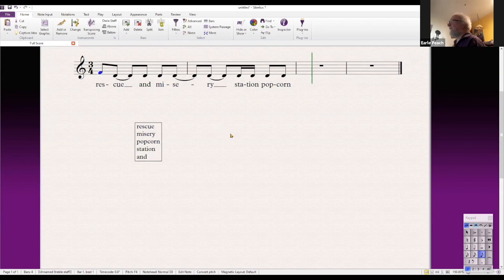So let's just try saying rescue and misery, station popcorn. Here's what I noticed in popcorn: that note is higher. Rescue and misery, and you notice the "and" was even lower than the "cue," and the "mi" went up again. So we have rescue and misery, station popcorn, and it actually sounds kind of melodic. It's sort of magical that way.